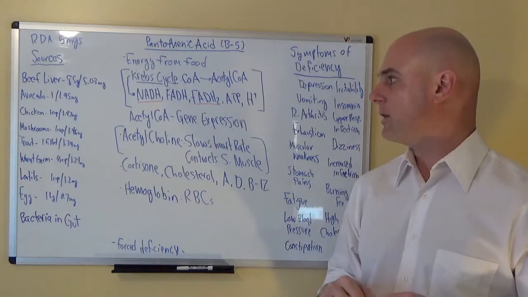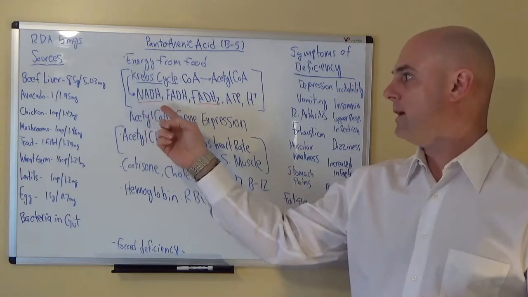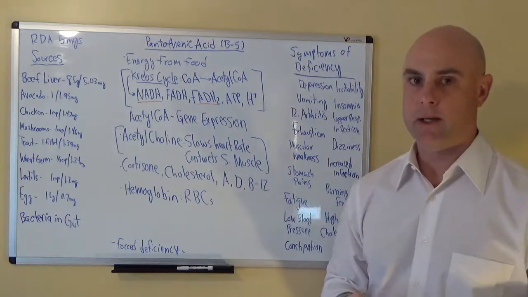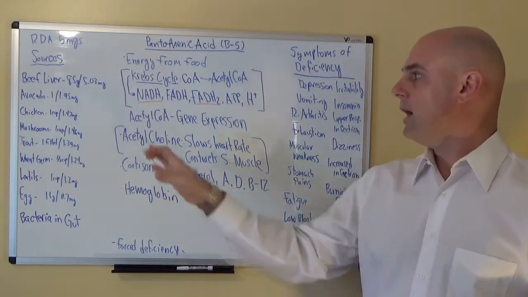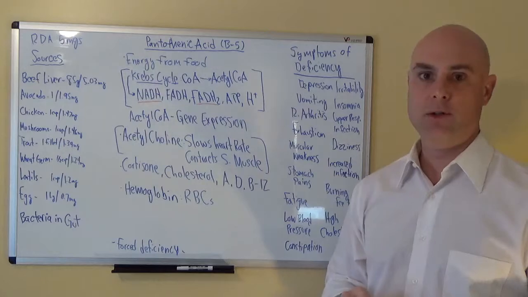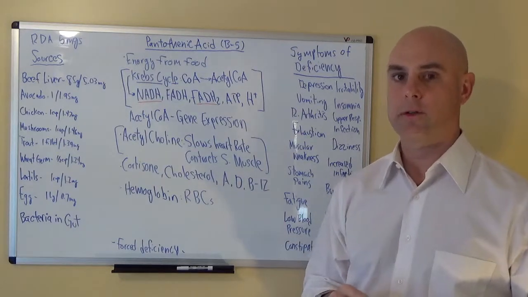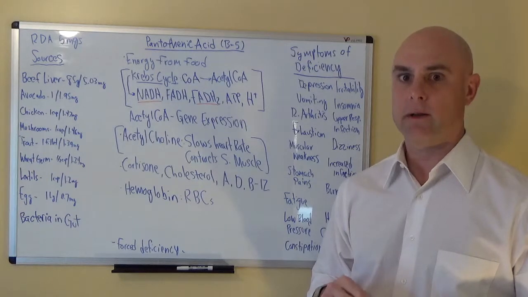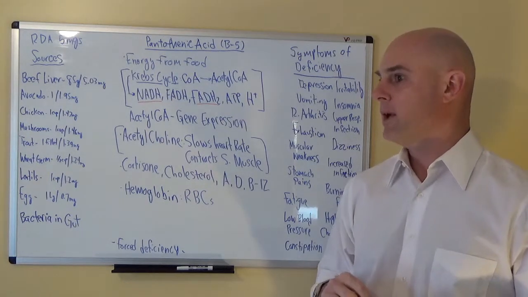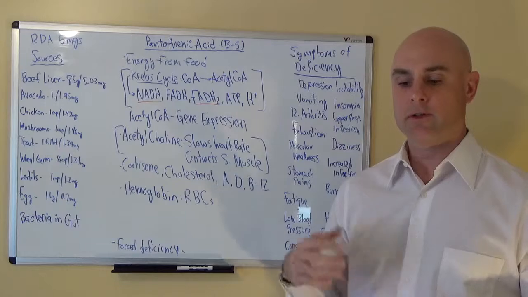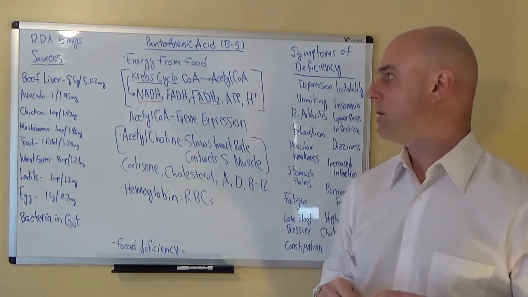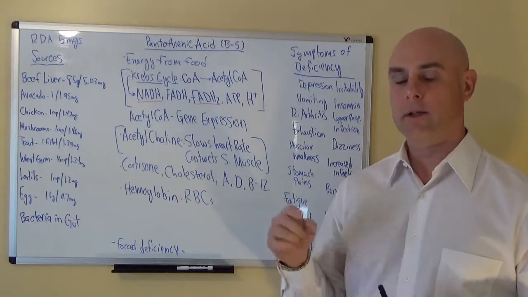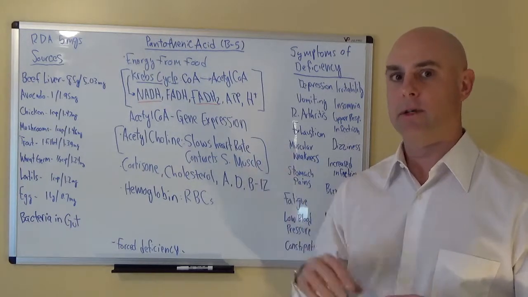The Krebs cycle generates these high energy molecules, NADH, FADH2, ATP, and hydrogen ions. NADH and FADH2 then carry electrons to the electron transport chain that has the capacity to generate 34 ATP. Now ATP is usually understood to be the energy currency in the body. So the Krebs cycle and the electron transport chain happen inside the mitochondria.